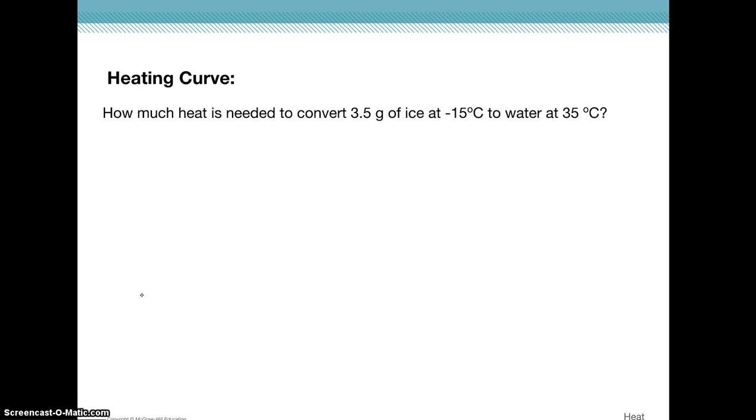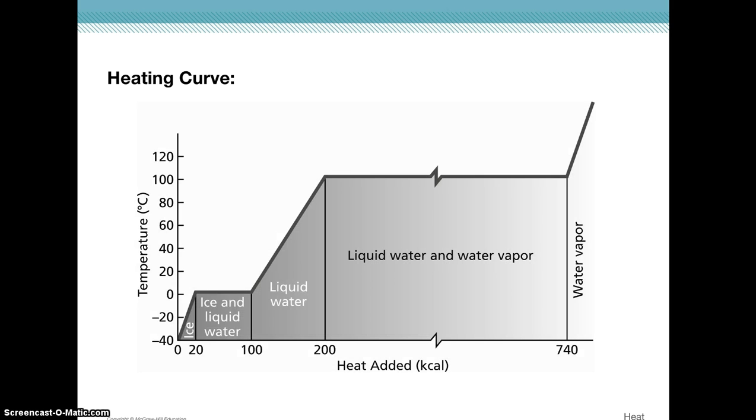All right, so our question says, how much heat is needed to convert 3.5 grams of ice at negative 15 degrees Celsius to water at 35 degrees Celsius? If we go back to our heating curve, we're basically starting here. We're going to heat up the ice, then we're going to melt the ice, and then we're going to raise the temperature of the water to about here. So we're going to have 1, 2, 3 different calculations that we have to do. We'll call those sections A, B, C.